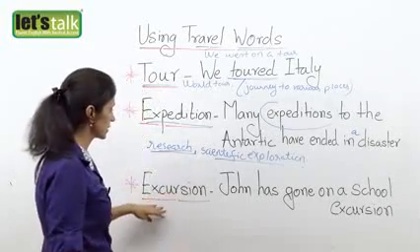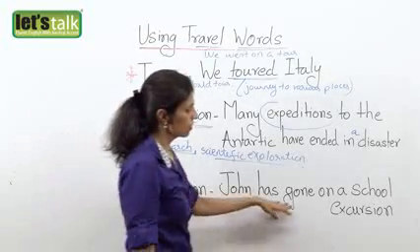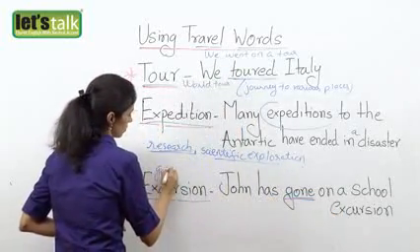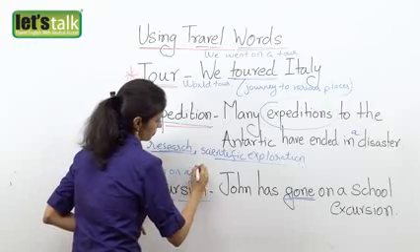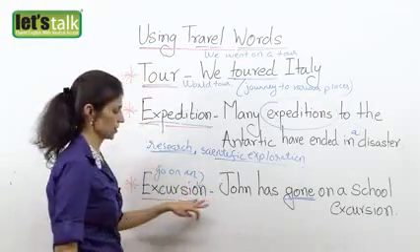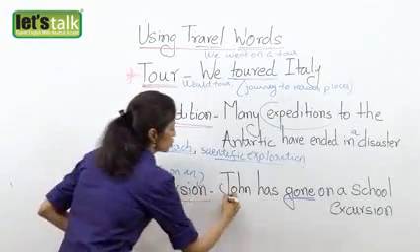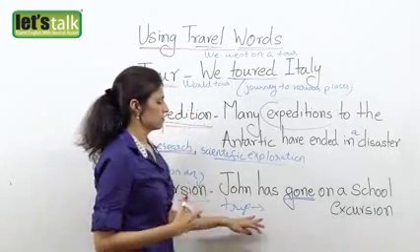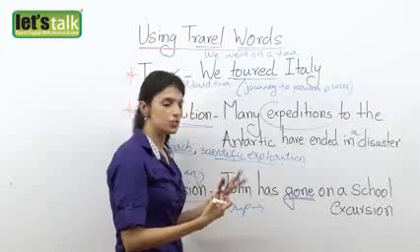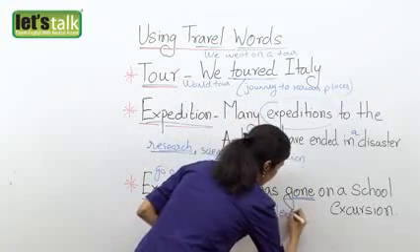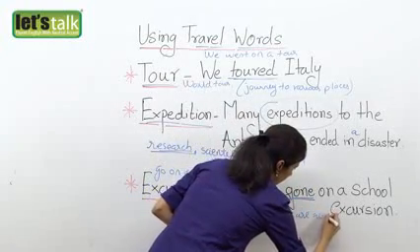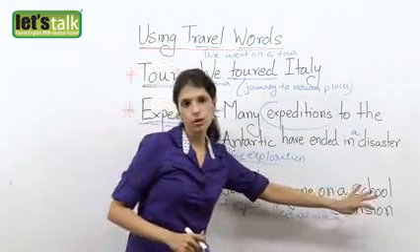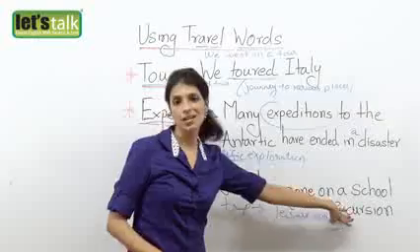And my last word, excursion. So John has gone on a school excursion. That means you go on an excursion, okay? Now this is similar to a trip, mainly used to say that you are out on a leisure activity. So you can say John has gone on a school trip, or he's gone on a school excursion.